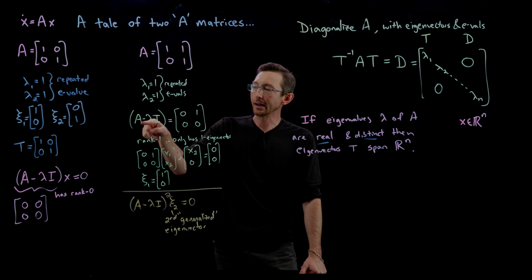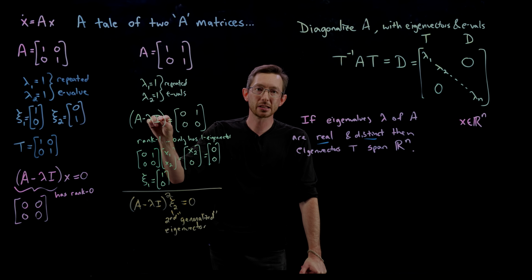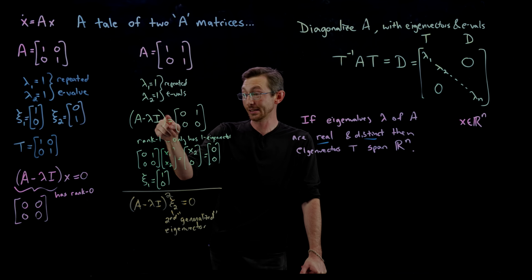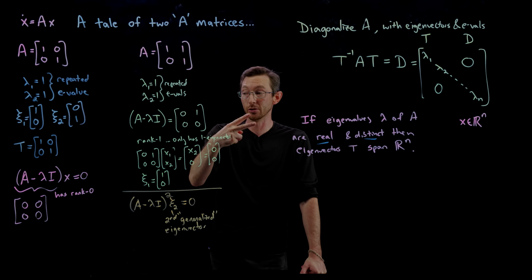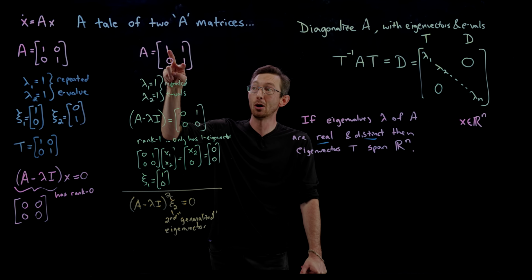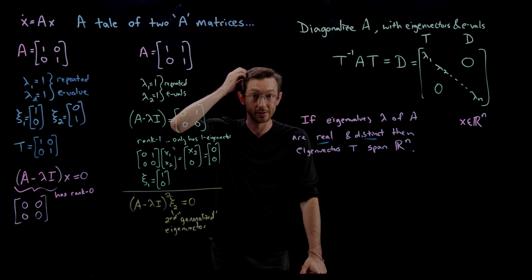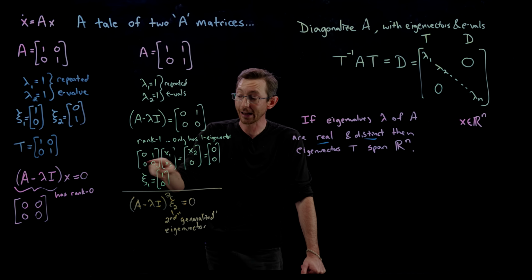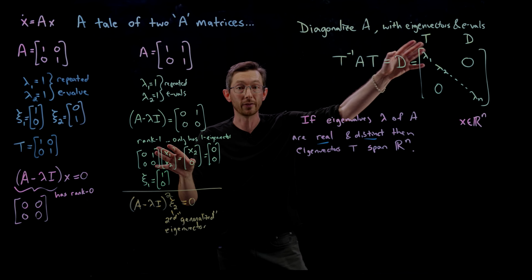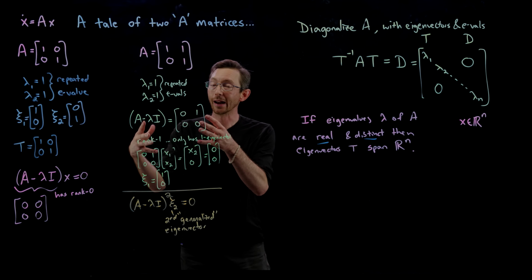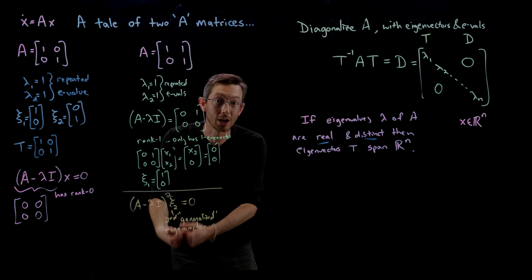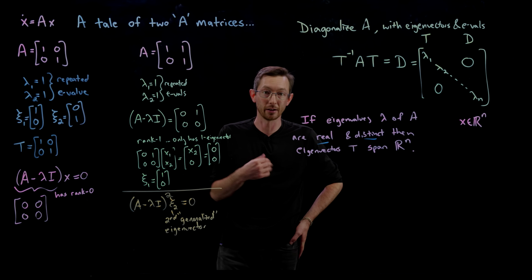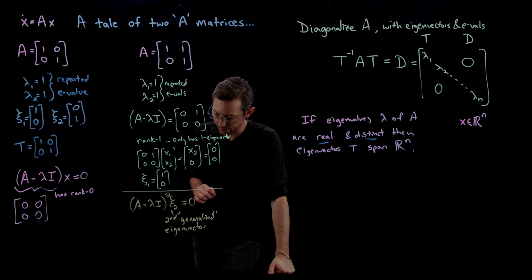But if A minus lambda I has a null space that is smaller than the number of repeated eigenvalues, so this null space is one-dimensional, not two-dimensional, then I'm not going to have enough eigenvectors. I won't be able to perfectly diagonalize my system, and I'm going to have to start looking at generalized eigenvectors down here. Okay, generalized eigenvectors that are going to map to 0.